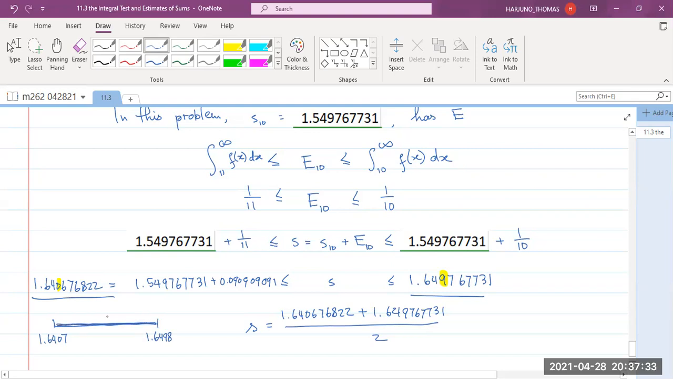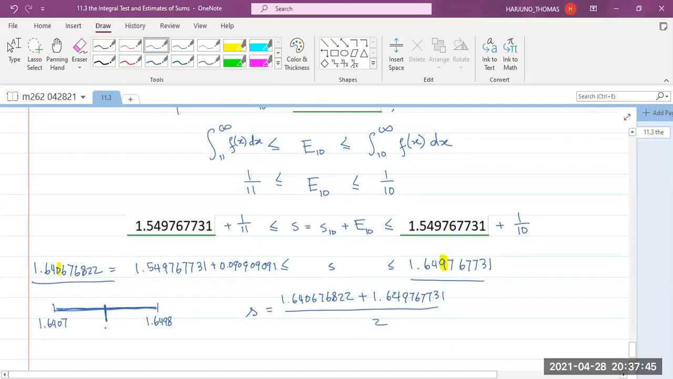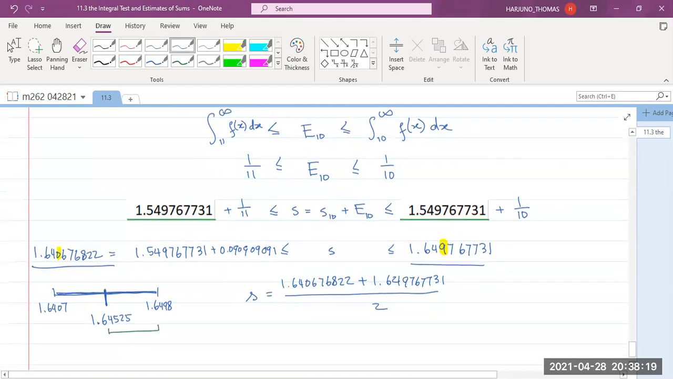Now, if you want to improve your accuracy, get the midpoint here. So instead of taking so many terms, you take only 10 terms, and you achieve a very, very good accuracy by doing this procedure. 1.6407 plus 1.6498 divided by 2 is 1.64525. And notice that by taking the midpoint, my error will be less than that now. My error is at most 0.00455.